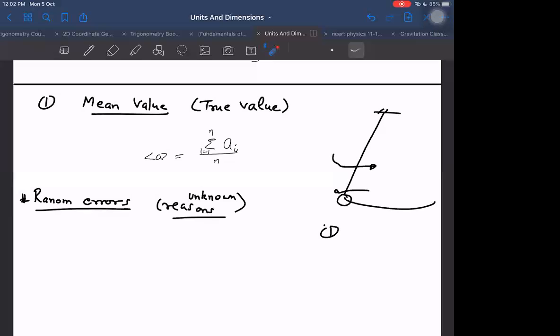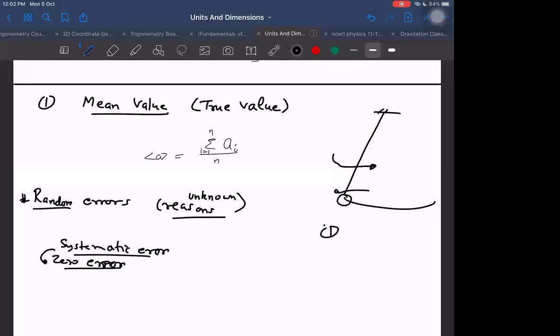So random errors are the errors for which the source of error is not known to us. And there are systematic errors for which the sources are known. Two kinds of errors we can define: random errors, sources not known; systematic errors, sources known to us. For example, there is an error called zero error. It is not a random error. It is a systematic error because we know its source, the reason for that error.